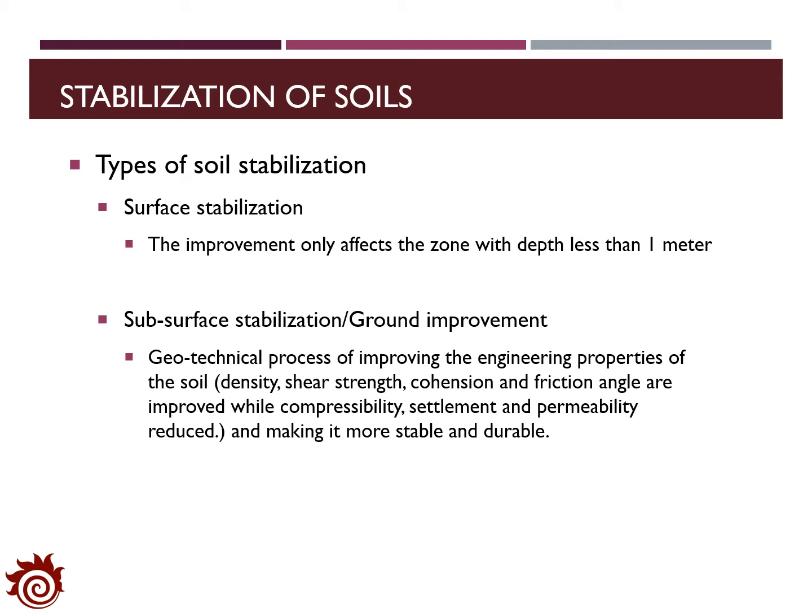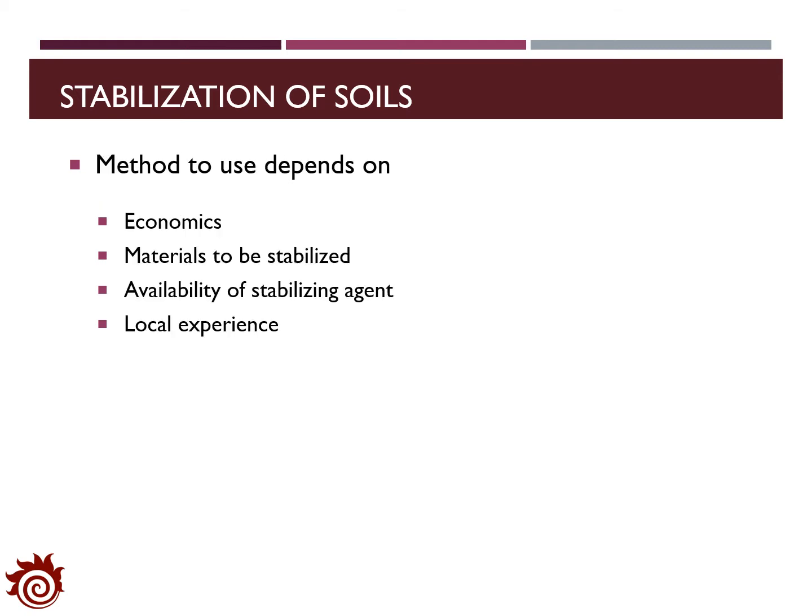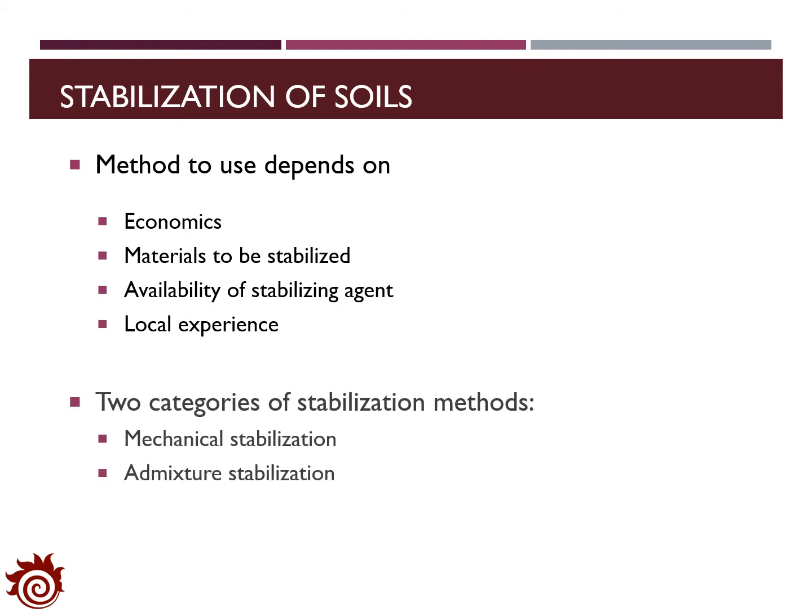In this process, the density, shear strength, cohesion, and friction angle of the soil are all improved, while the compressibility, settlement, and permeability will be reduced. There are many methods for soil stabilization. Generally, the selection of the method is determined by the economics, materials to be stabilized, the availability of stabilizing agents, and local experience. Basically, the methods of stabilization can be categorized into two types: mechanical and admixture stabilization.